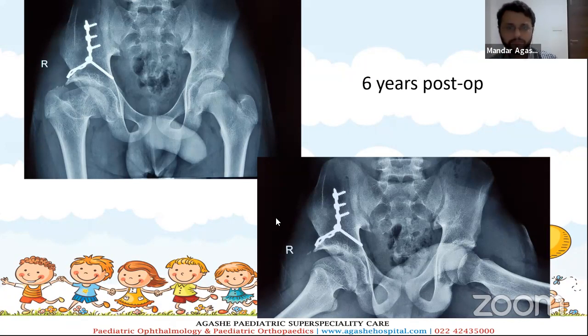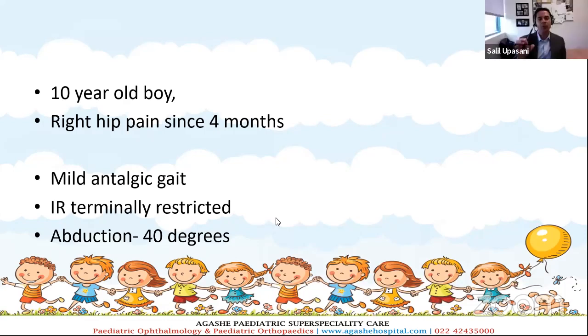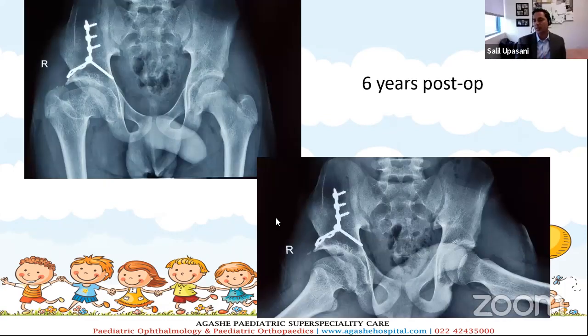I'll go to the next one. Yeah, so this is a 10-year-old boy. Seeing these outcomes now, Salil, do you think it's worthwhile just distalizing the trochanter at the same time? Exactly. Probably I would have done it, because I agree.